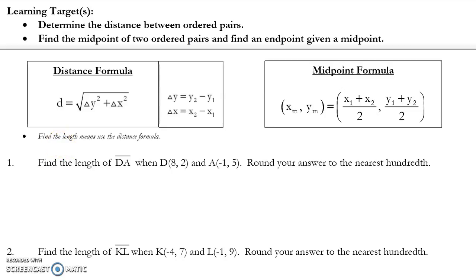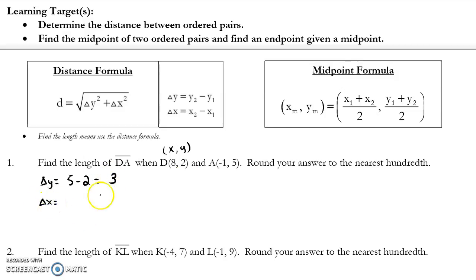So here in this first problem, find the length of segment DA when our points are (8, 2) and (-1, 5). The first thing you must do is find your change in y and your change in x, because that's how we're going to apply the distance formula. Recall, your coordinates are always x, y. So my change in y here is y2, 5, minus y1, 2. 5 minus 2 is 3.